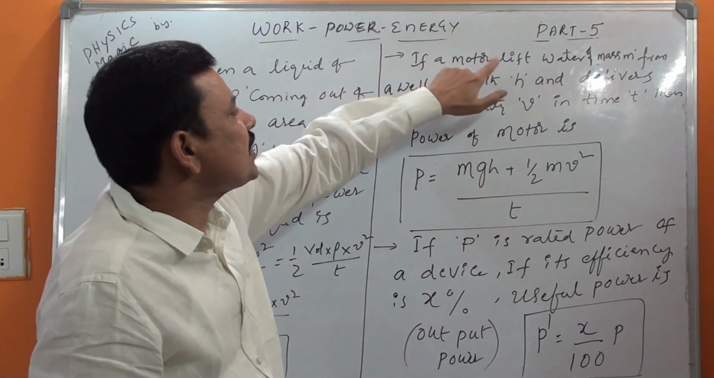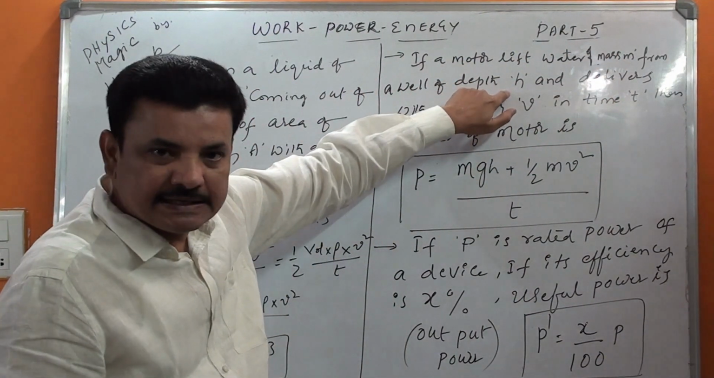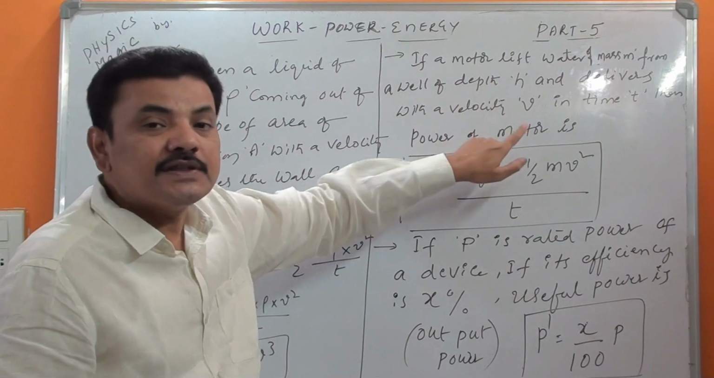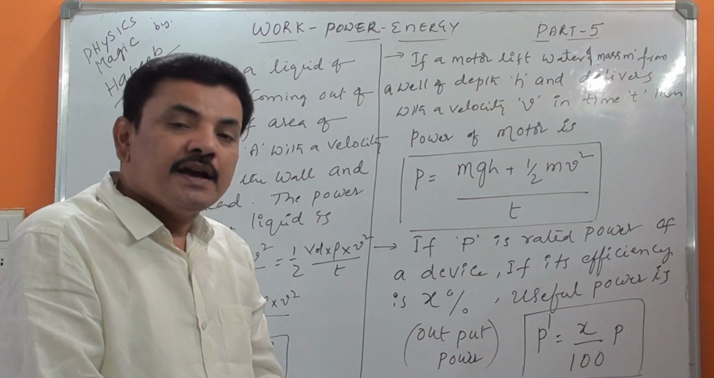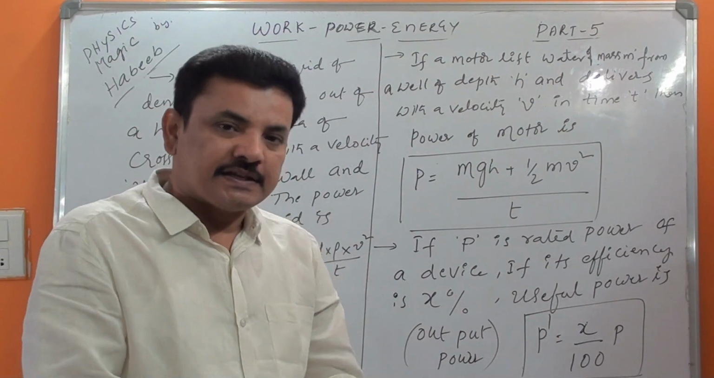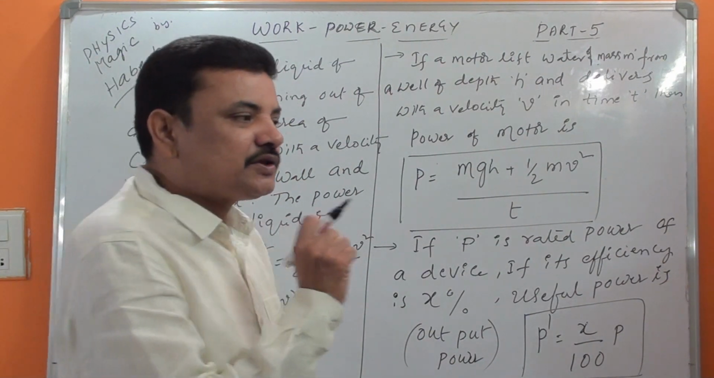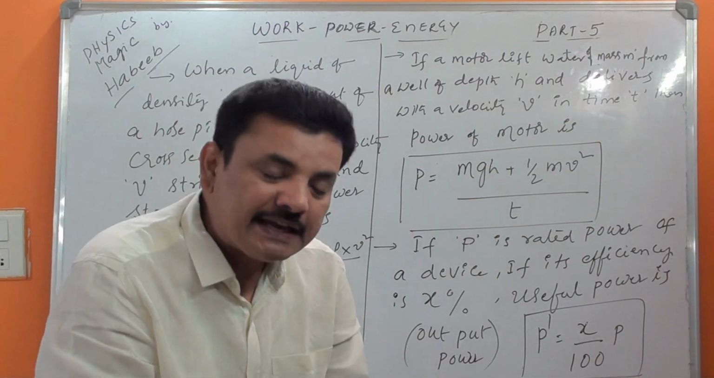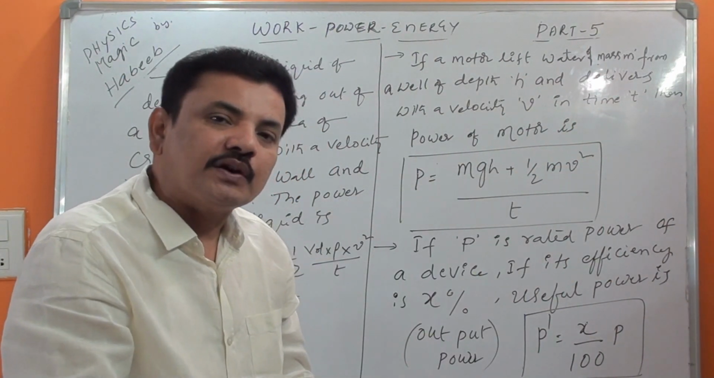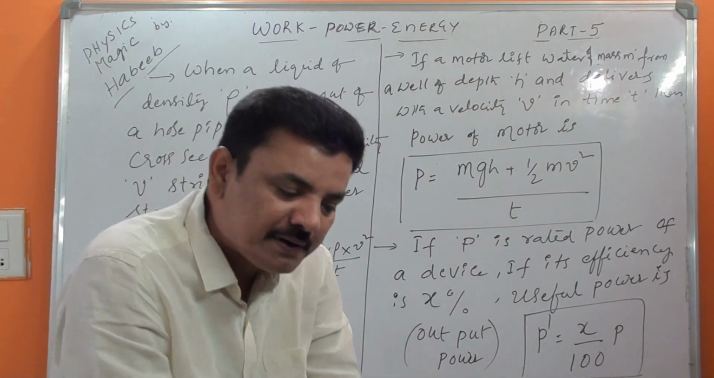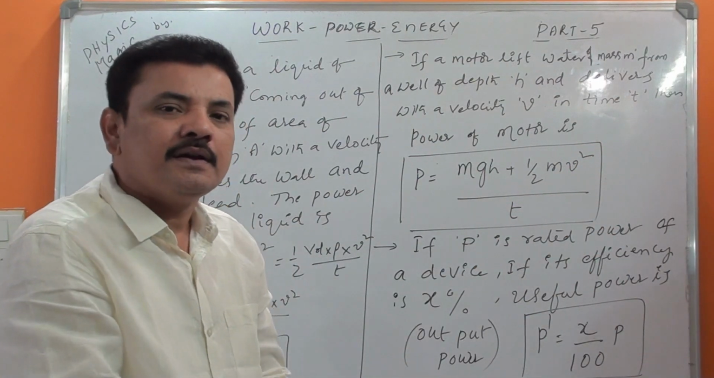If a motor lifts water of mass m from a well of depth h and delivers it with a velocity v in time t, then what is the power of the motor? Here the motor is doing two works. It is lifting the water from the well and it is pumping it out. So in lifting it is doing some work, and in pumping out also it is doing some work. The total work done is how much work it does in lifting and how much work it does in delivering.